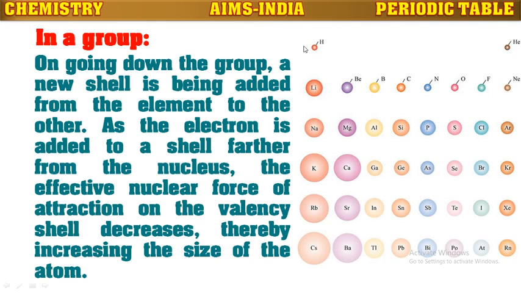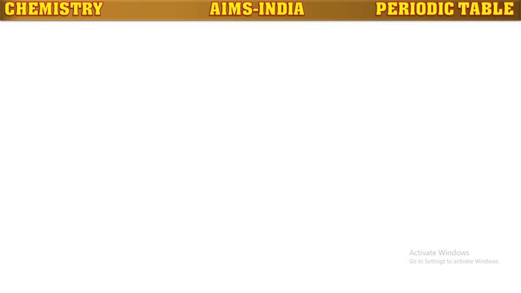If you observe the first group elements from hydrogen to cesium, the number of shells increases down the group. Hydrogen has only one shell, whereas lithium has two shells, sodium 3. In this way, as you move from top to bottom, the number of shells increases from element to element. As the number of shells increases, size gradually increases.